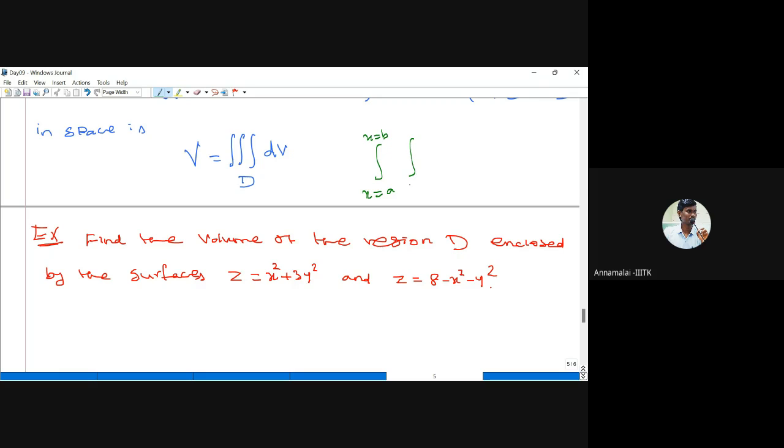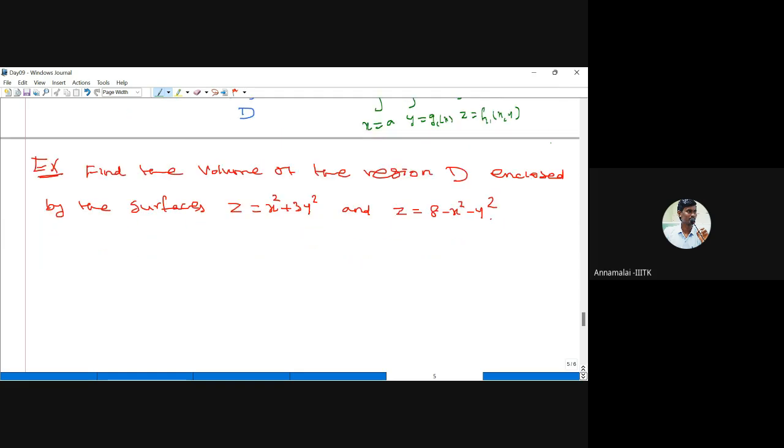But the limit of y should be a function of x, therefore some g1 of x and then g2 of x. That is the y limit. But the z limit is a function of x and y, suppose some h1 of x comma y and then z equal to h2 of x comma y. And then first you integrate with respect to z, then y, and then x. So that's it. First you find the limit for x, then y, and then z. That is the idea.